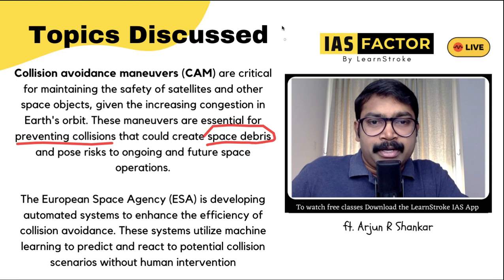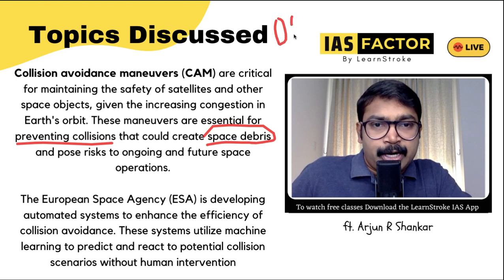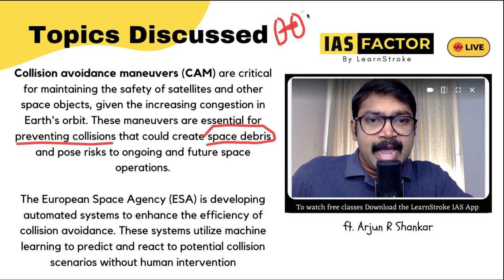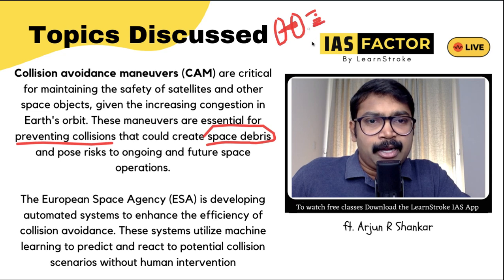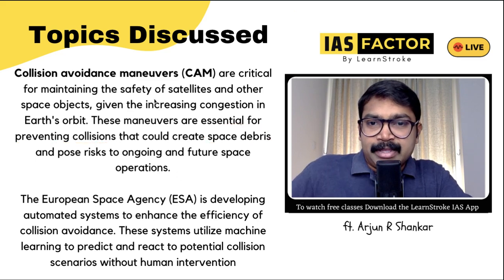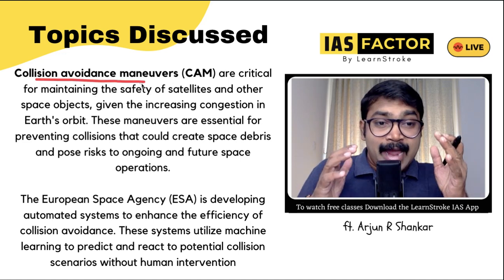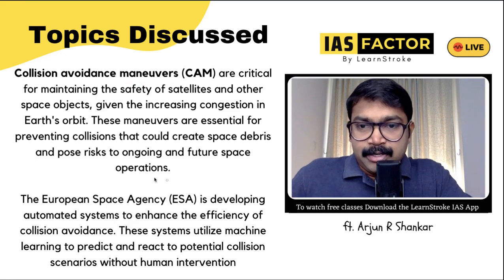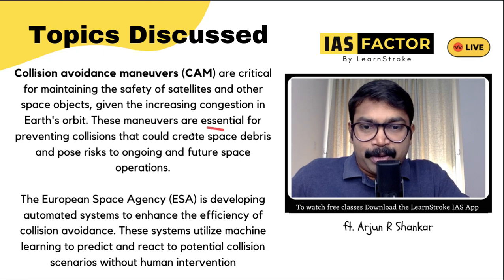See, if there are two important space objects, satellites or spaceships, floating near each other and they collide, what will happen? It will blast off, and it will release a lot of particles which will float. This is debris, and we do not want this debris. So the CAM, or collision avoidance maneuver, can prevent collisions between satellites or objects in space. So definitely this can prevent space debris.